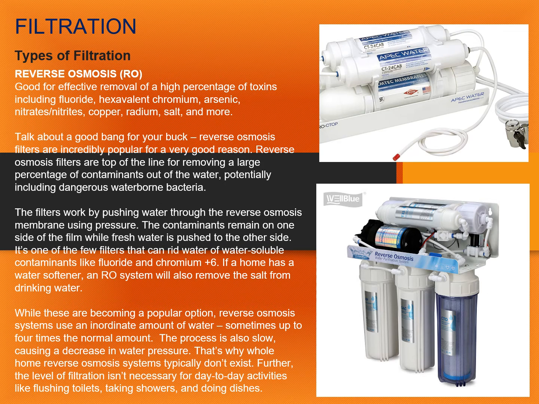The next filtration system is called reverse osmosis or RO system. It is good for the effective removal of a high percentage of toxins including fluoride, hexavalent chromium, arsenic, nitrates or nitrites, copper, radium, salt, and more. Although you may have to install an electrical plug beside it because this is always connected to an electrical system.